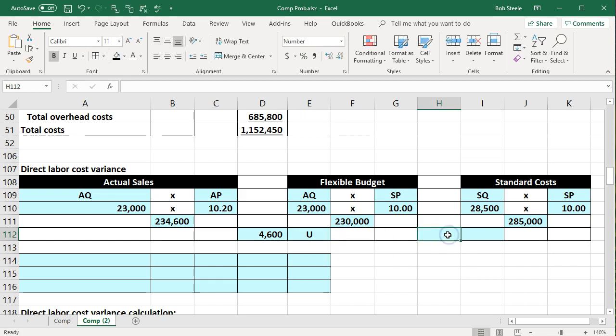And then on this side, we'll do the same thing. This equals the 285,000 minus the 230,000. So the 55,000, and again, we'll say, okay, what was held constant here? Well, the price was constant. Using the standard price, the difference was the actual quantity and the standard quantity. And between the two, the actual quantity is less than the standard quantity. And you would think that's good, right?